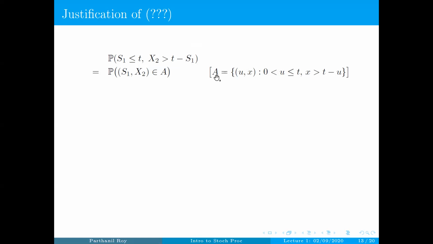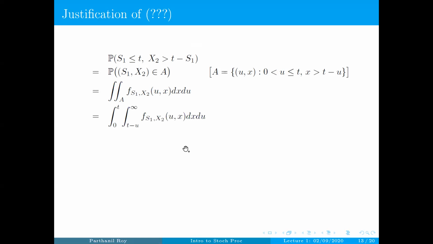If you define A to be this particular set, then the random vector (S1, X2) belonging to this set A is same as saying S1 is less than or equal to T and X2 is bigger than T minus S1. Now we know whenever you try to compute the probability of a random vector belonging to a particular set, all you have to do is integrate the joint density on that set. So you just integrate the joint density of S1 and X2 on set A.